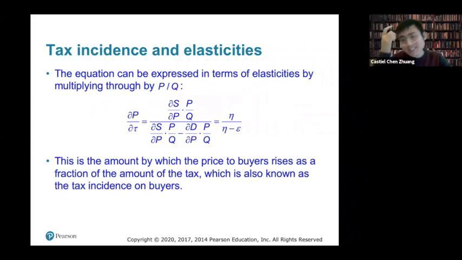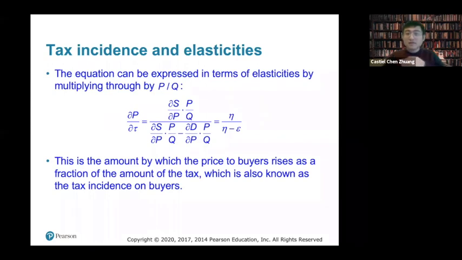We can express it in terms of the elasticities. The elasticity of supply is eta, and the elasticity of demand is epsilon. So we can just multiply P over Q everywhere and then get the elasticities, right? And then we have this form.